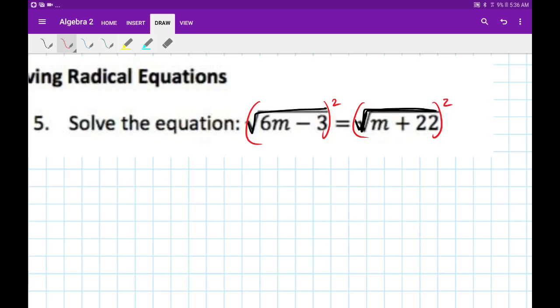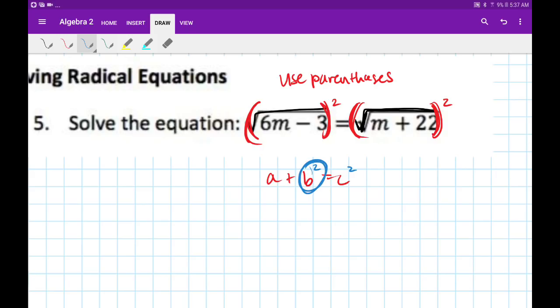Notice how I'm using parentheses. This is going to become very, very important. Anytime you square anything on either side of the equation, you need to use parentheses, and you need to get the entire side. If I have a plus b equals c, and I want to square both sides, I can't just decide to square without parentheses, because that means only b is being squared. You've got to square the entire thing. That would be a plus b times a plus b, and then FOIL. This is going to come up later, but keep it in mind.